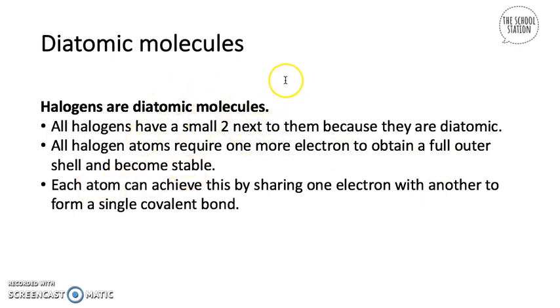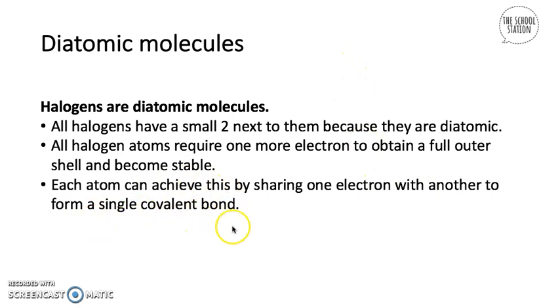In the alkali metals, there was one extra electron, so they just lose that electron and become a stable electronic structure. But halogen atoms have 7 electrons in the outermost shell, so they only need one more to make 8 electrons, which is the limit, and obtain a full outer shell, which makes them stable. Because they want to become stable, they share that one electron with another atom to form a single covalent bond.